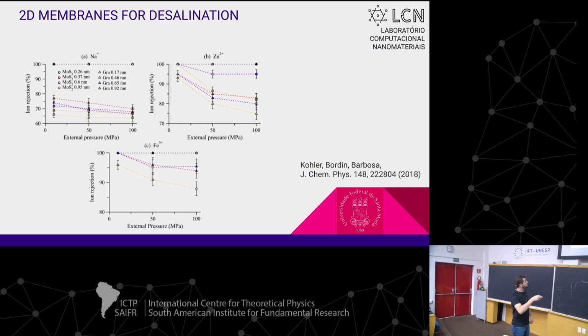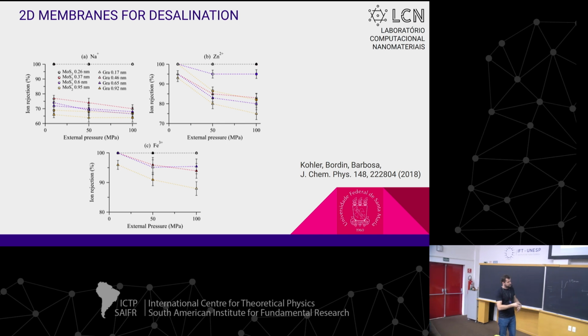We have used different valence salts, like sodium chloride, zinc and iron. And depending on the valence of the ion, we found different rejection rates, but the rejection is always larger for molybdenum disulfide. That's related, of course, to the structuration of water while passing through the pore, but also to the fact that you have charge.